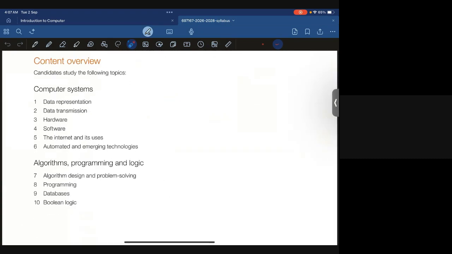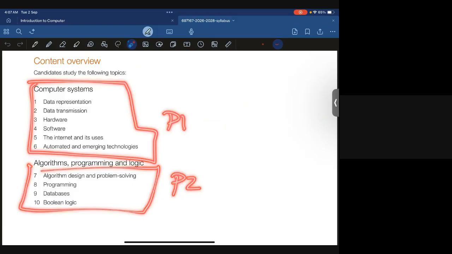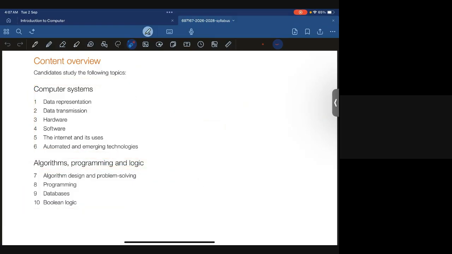What are the chapters that we need to be covering? These are paper one content, these are paper two content. Paper one content is more related to theory-based stuff that you can memorize and get done, while paper two is more practical. So you need to put in a bit more logic into it, especially with chapter 7, chapter 8.